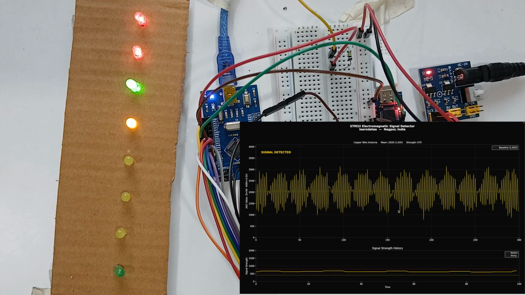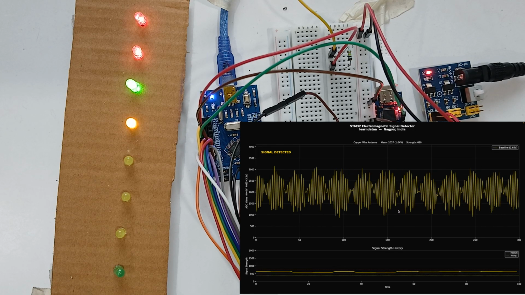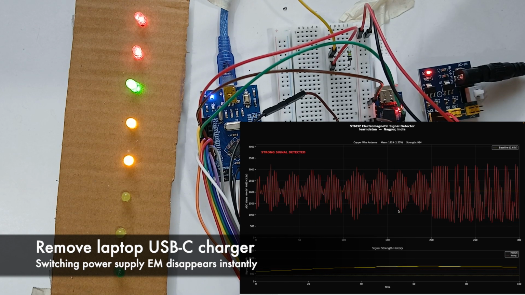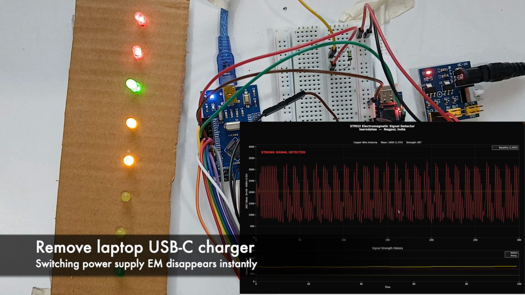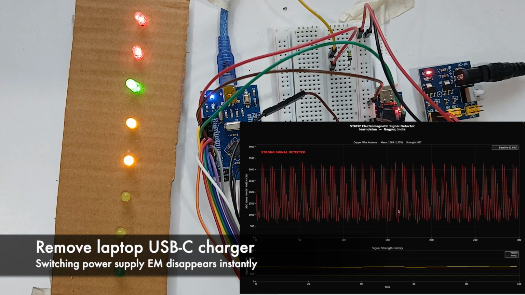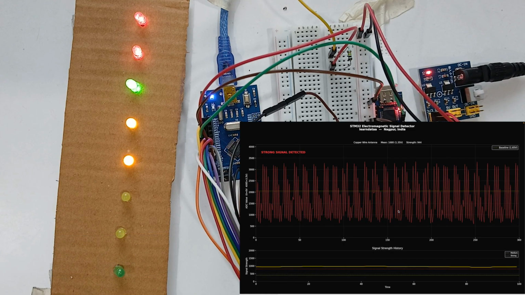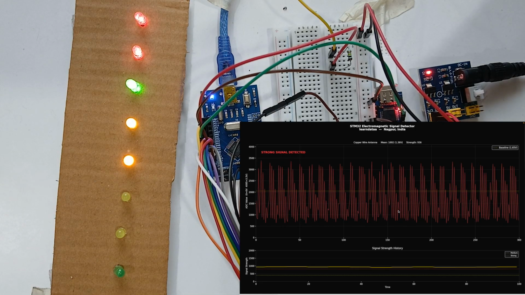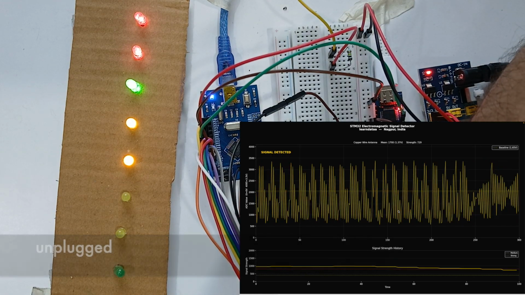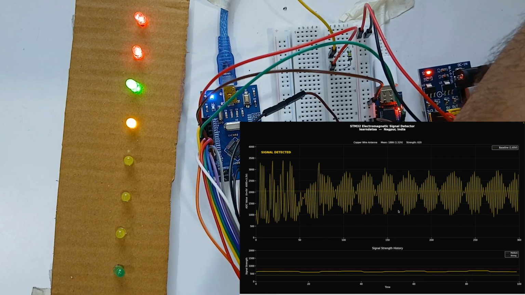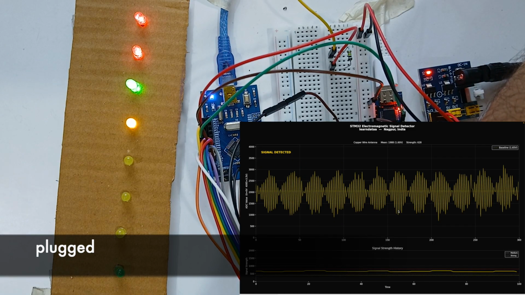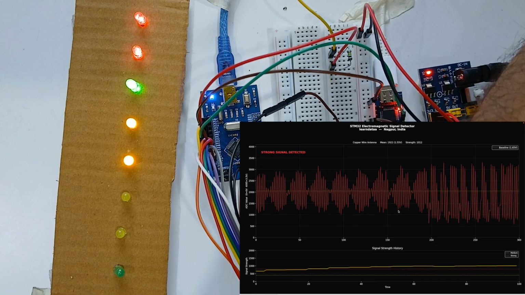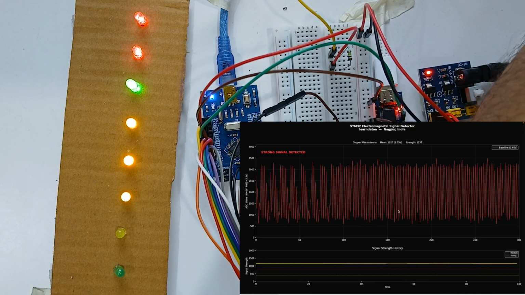Watch what happens when I unplug my laptop charger. There you go. The signal changes. The laptop switching power supply generates its own electromagnetic interference. Plugged in, there's extra noise. You see right now we are at 900, 600, and when I plug it back in, we are at 600. Remove the plug, we are at 1100.